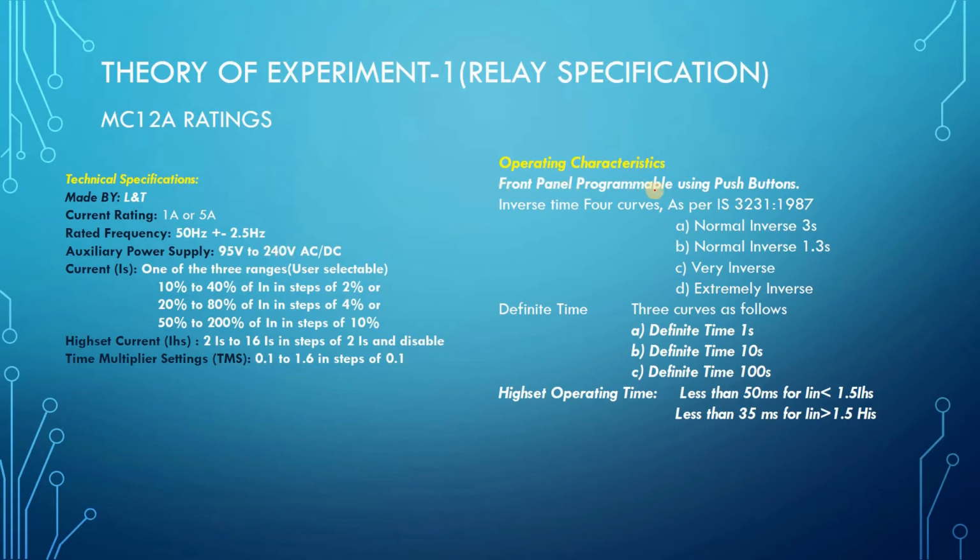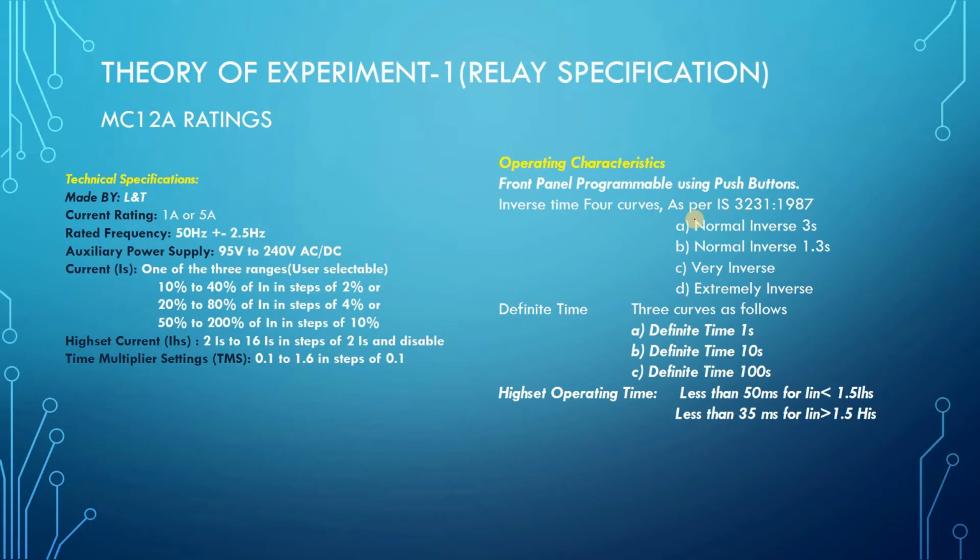That's why, for front panel programming, a push button or some switch, such as a DIP switch, is there. Using that switch you have to set the IS, set the IHS, set the TMS, and set the characteristic, all from the front panel of the relay. As I told you, different types of characteristics are available. That I will tell in this video.